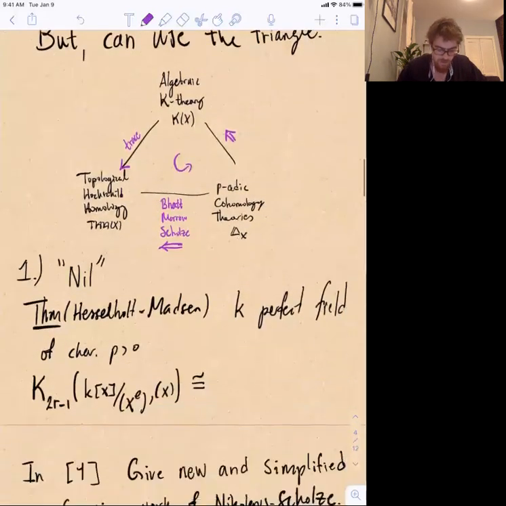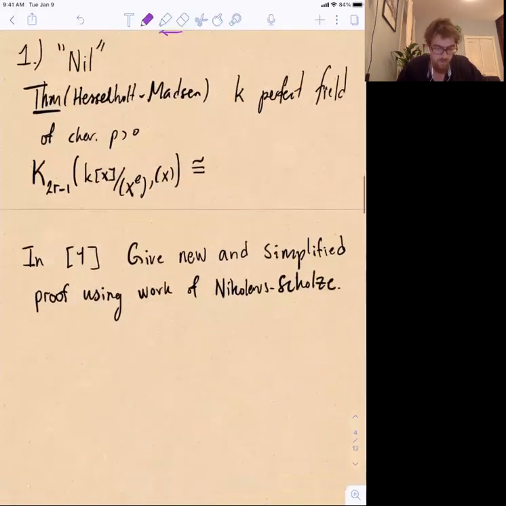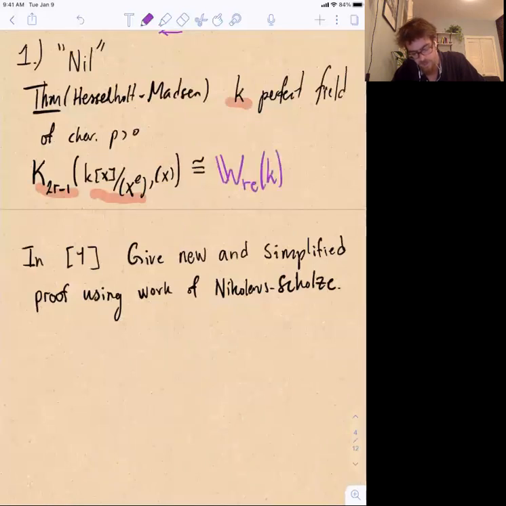This is exemplified by the following theorem of Hesselholt and Madsen. They take k to be a perfect field of characteristic p, and they look at the truncated polynomial algebra and the K-theory of it, and they find that in odd degrees, this is given by some explicit expression involving the Witt vectors of the base field k. They have to mod out certain Verschiebung elements.